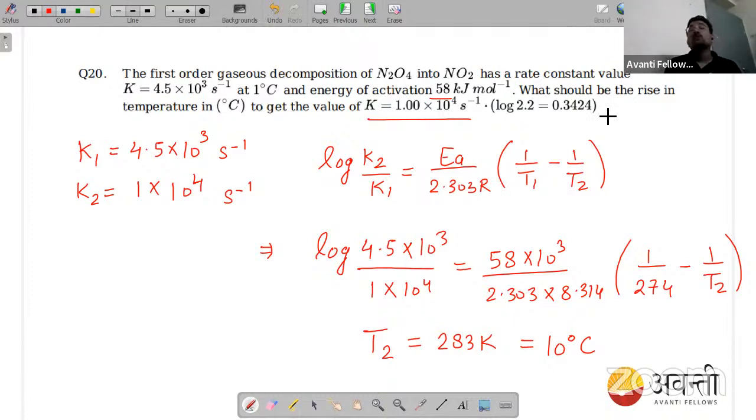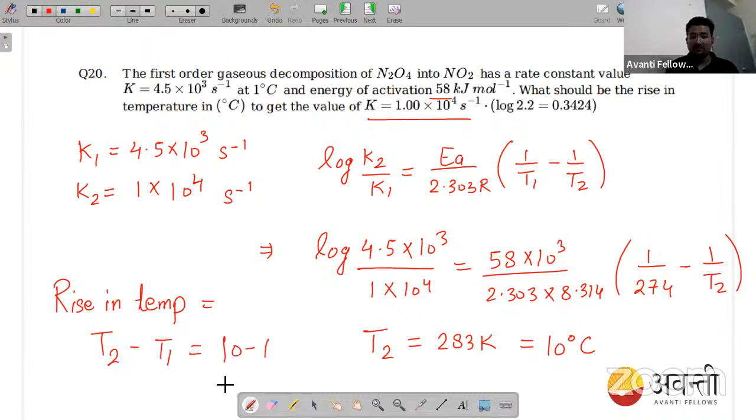But see here, what is the question asking? What should be the rise in temperature? We don't want to give the answer as T2 equal to 10 degrees Celsius. We have to calculate the rise in temperature, that is, how much the temperature has incremented. That means we have to calculate T2 minus T1. T2 is 10, T1 is 1. Answer is 9 degrees Celsius. So you have to give the answer as 9 degrees Celsius, not 10 degrees Celsius. That is the most common mistake. Is that clear? Anyone, any doubt?